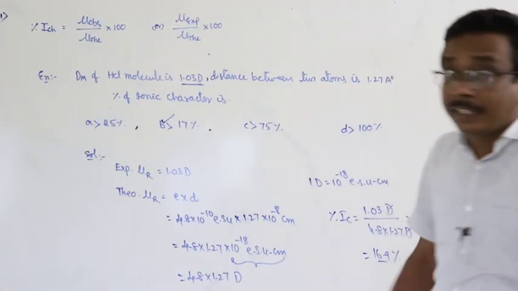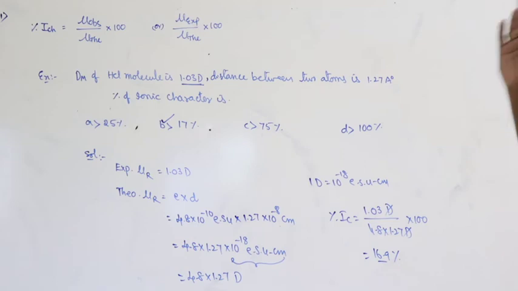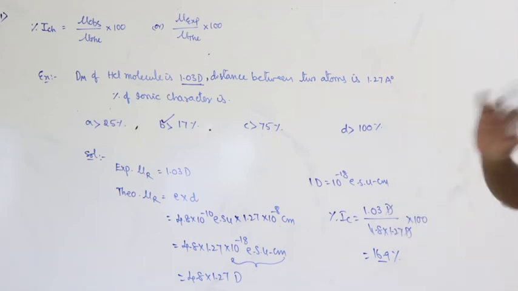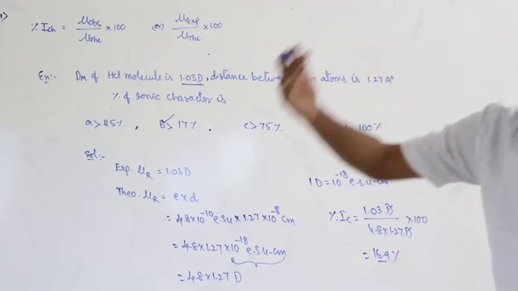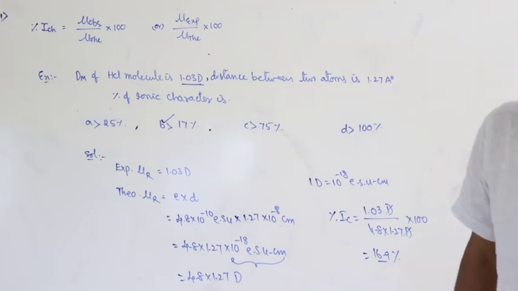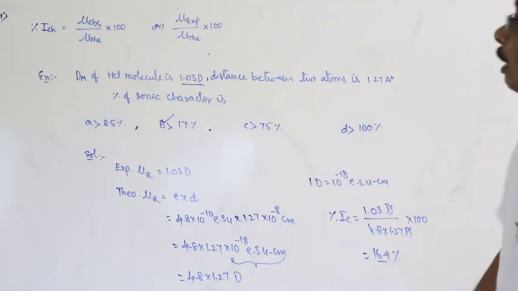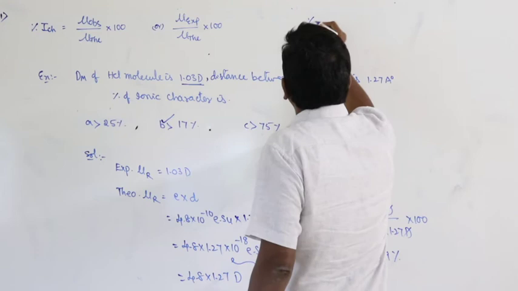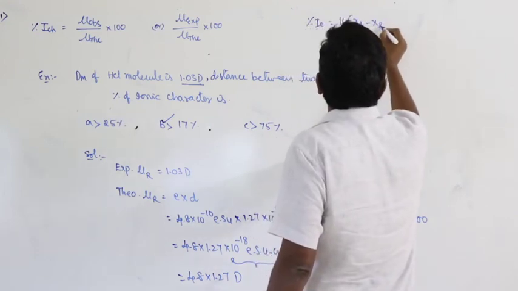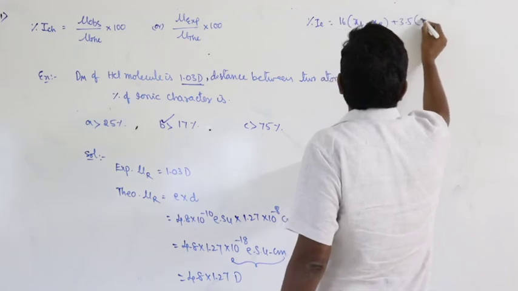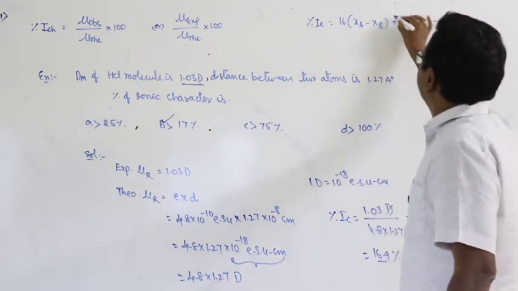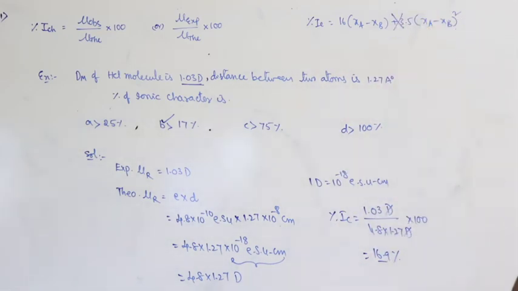And at the same time, in the previous chapter, I have already given another important expression that is used to calculate the percentage of ionic character. What is that? Hannay-Smith equation. What is Hannay-Smith equation? Percentage of ionic character is equal to 16 into (XA minus XB) plus 3.5 into (XA minus XB) whole square. I think you didn't remember this.